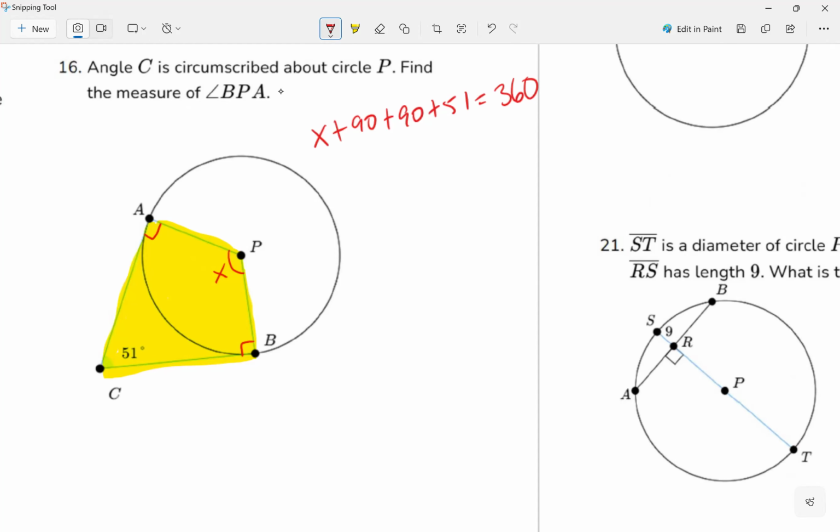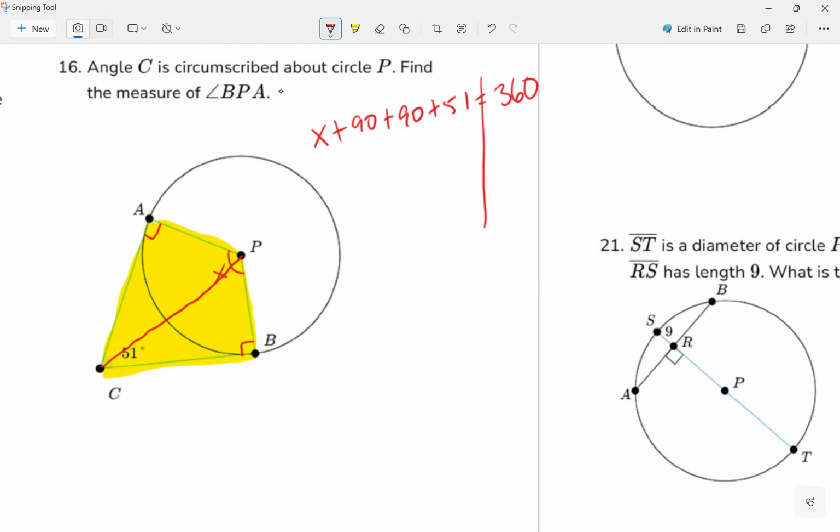You guys might be wondering, why is that? Because look, a quadrilateral, if I were to cut it in half, creates two triangles. If one triangle is 180, well, two triangles is 360. That's really why.